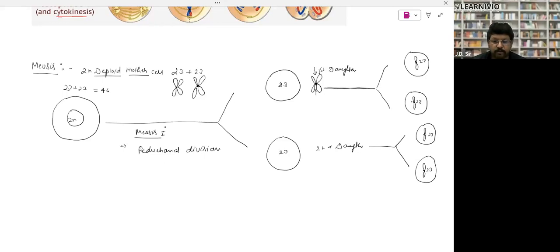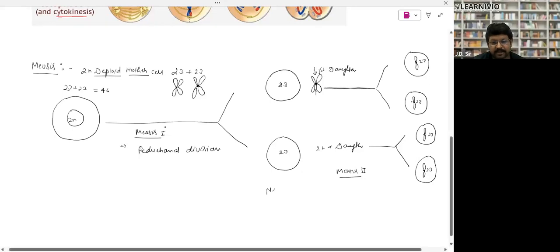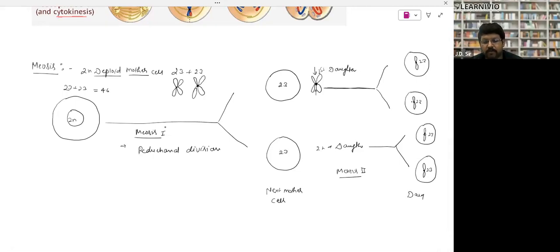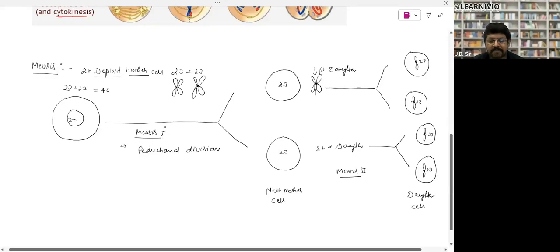So look here. Now again for the meiosis second, this is the next mother cell. Yes, Martin. Now this daughter cell has become the mother cell for the meiosis second. So the mother cell has 23 chromosomes. Now the daughter cell has chromosomes equal to the mother. Clear? So can I say meiosis second is equational division?